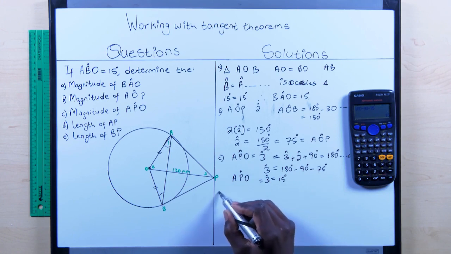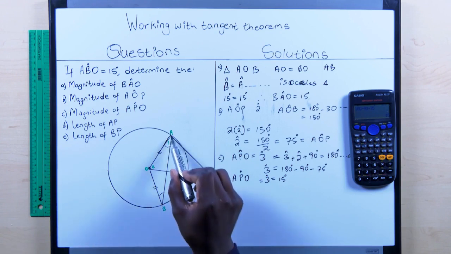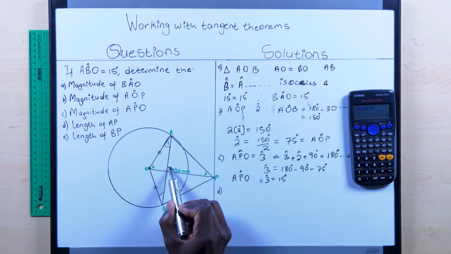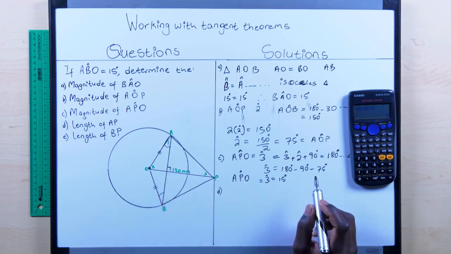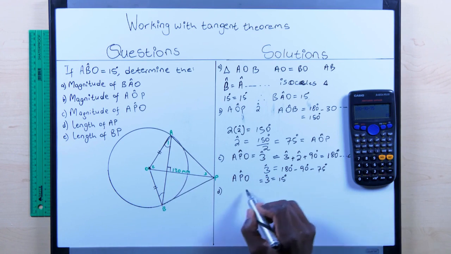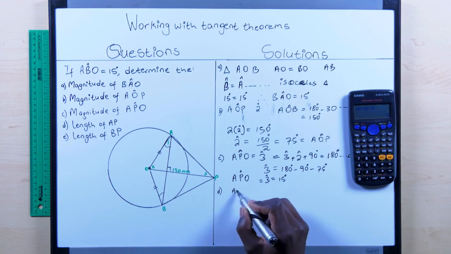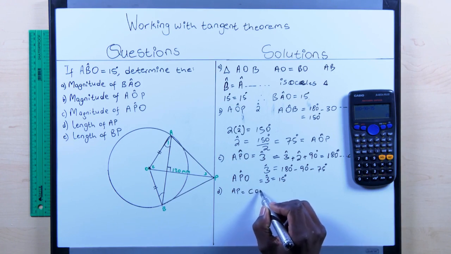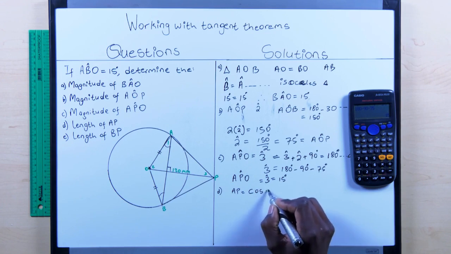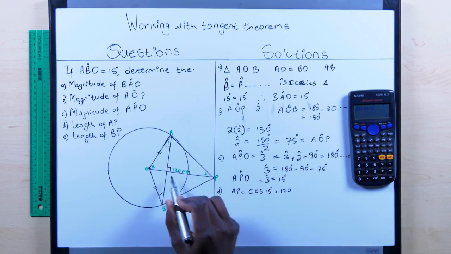What do we need now? We need to find the size of the length AP. So you can see that this is a right angle, which makes it possible to use the cosine ratio. We can find that AP is equal to cos 15 degrees, which is this angle 3, multiplied by 120, which is this length here.